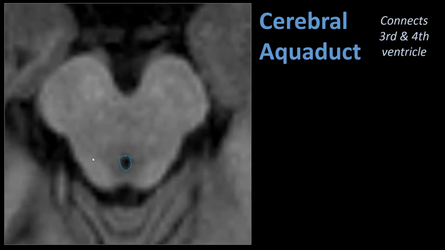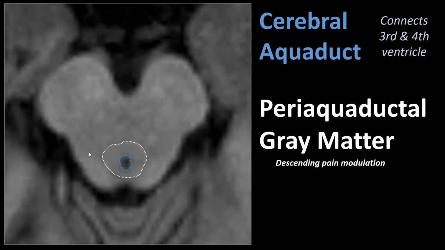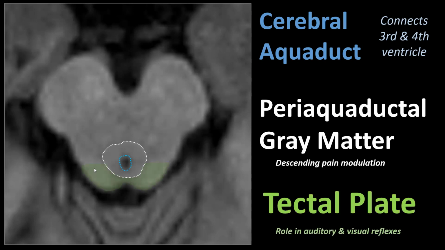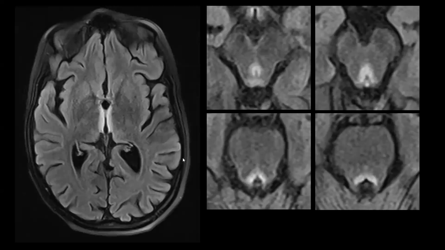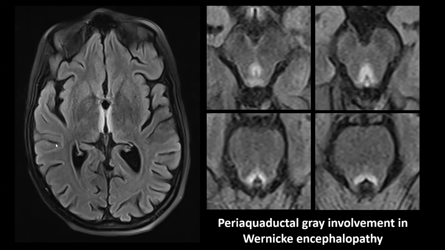On this axial T1 weighted image, almost all of the midbrain looks rather white. Only around the cerebral aqueduct we see a slight difference, and this is the periaqueductal gray matter, as said responsible for descending pain modulation. And located at the back of it, we see the tectal plate, which plays a role in auditory and visual reflexes. Periaqueductal gray matter can be involved in, for instance, Wernicke encephalopathy.